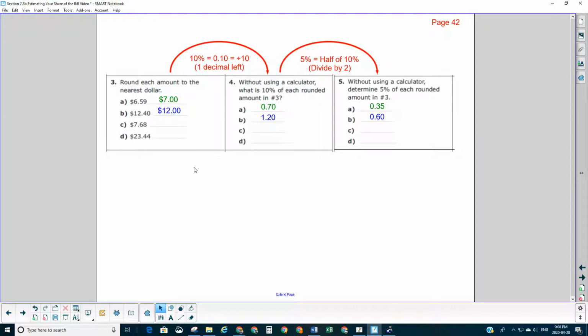If you'd like, you can push pause now and try the last two on your own. And this would be good practice for the second part of this video.